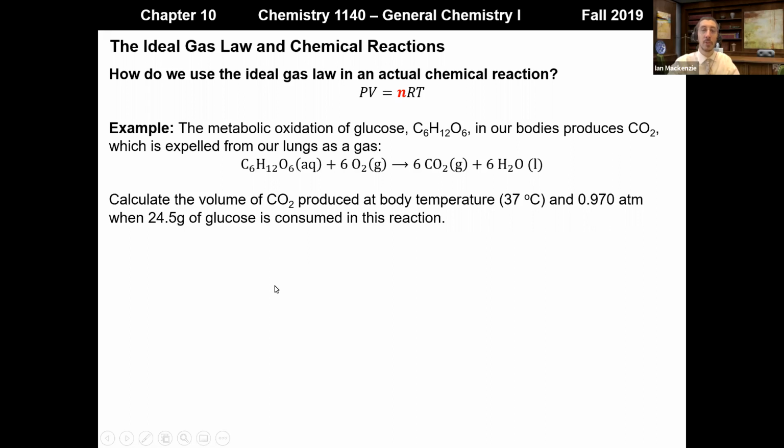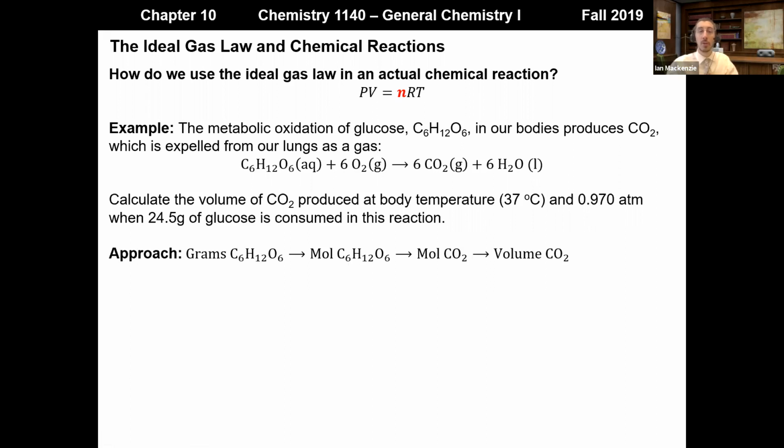The first thing that we do is we start with the mass of glucose that we're given, and then we need to convert that to moles, because the chemical equation only relates things in terms of moles. So first, we will take this approach. We'll start with our mass of glucose, we'll convert that to moles, then use the coefficients of the balanced chemical equation to convert from moles of one substance, glucose, to moles of another substance, CO2. And then once we've got moles of CO2, then we can figure out the volume of CO2.